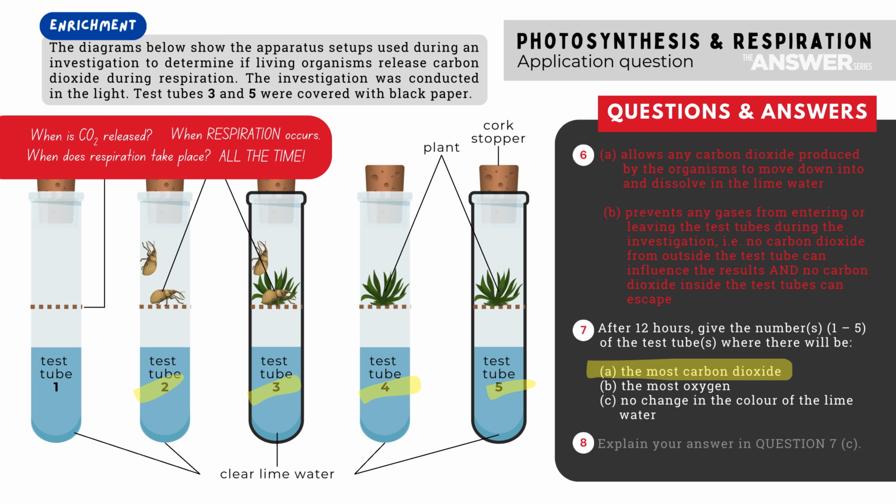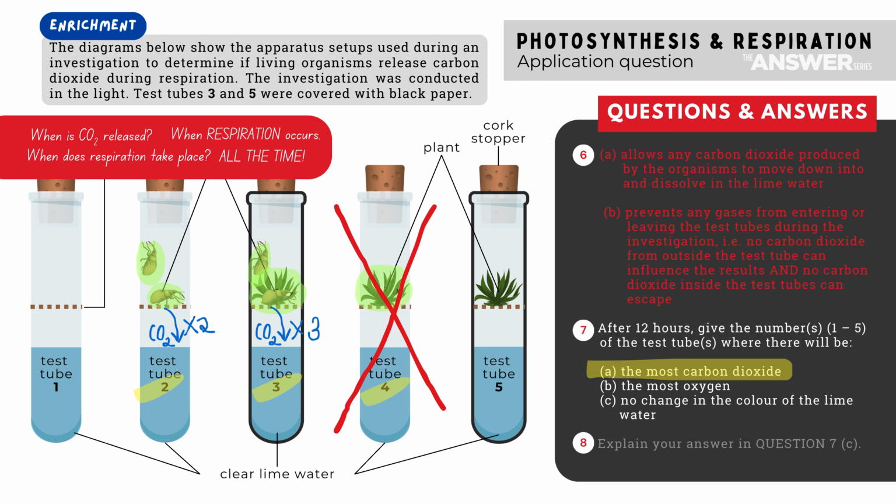But where's the most carbon dioxide being released? So let's look at them one by one. In test tube 2, there are 2 beetles, and they will be releasing the amount of carbon dioxide released by 2 beetles. In test tube 3, there are 2 beetles as well as a plant. And because the test tube is covered with a black paper, all 3 of these organisms will be performing respiration and releasing carbon dioxide. So the plant is not exposed to light here and will also be releasing carbon dioxide.